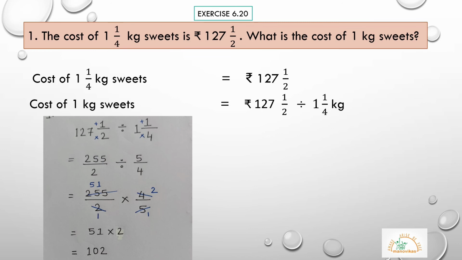Now you can see if you get a common factor. Yes, you can cancel. 2 1s are 2, 2 2s are 4. 5 1s are 5, 5 5s are 25. 5 1s are 5, you get 51. What's remaining? 51 multiplied by 2 will give you 102. Therefore, the cost of 1 kilo sweets is equal to rupees 102.